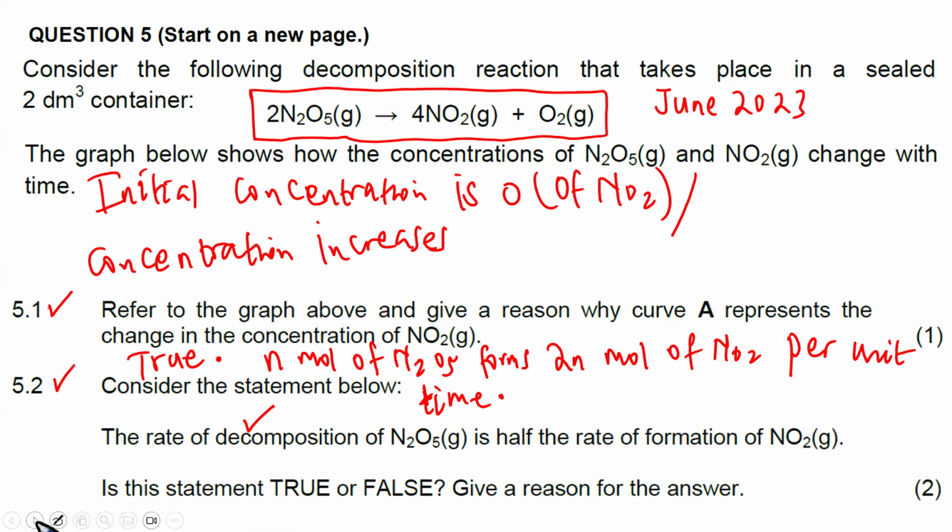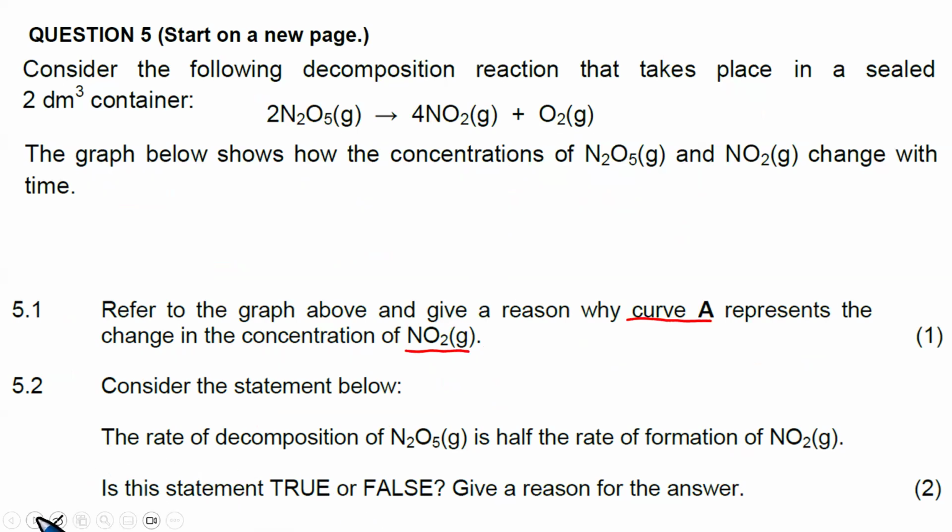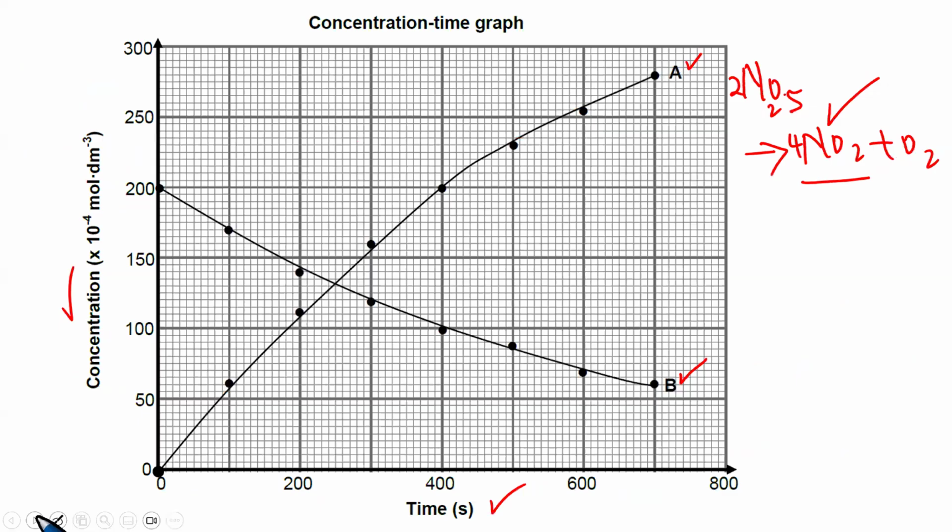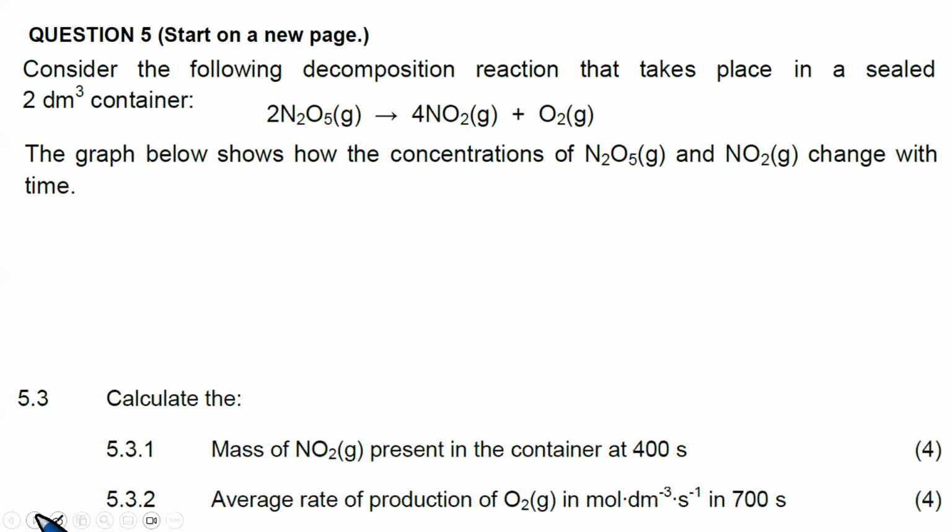Move to the next question. Okay. Consider the following decomposition reaction that takes place in a sealed 2 cubic decimeter container. Right, and you have that the N2O5 breaks down to NO2 plus O2. The graph below shows how the concentration of N2O5 and NO2 change with time.